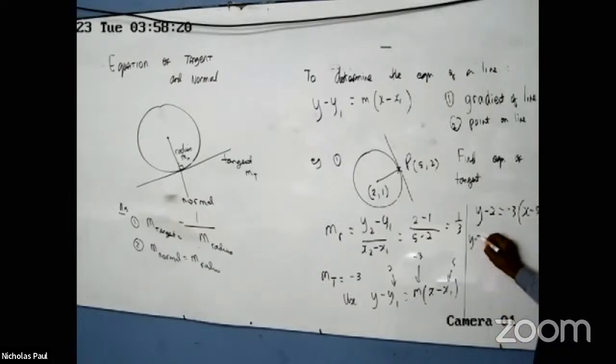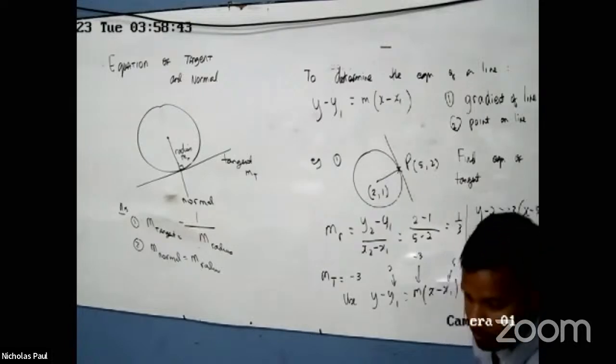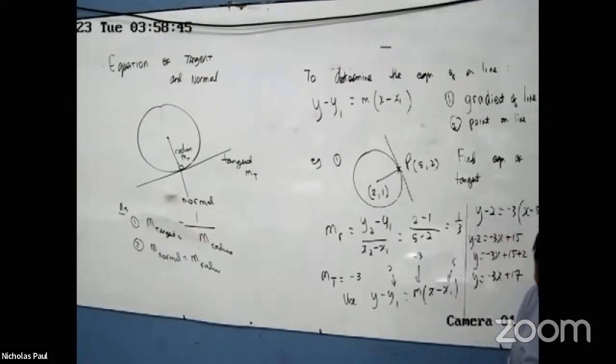So you'll get y minus 2 is minus 3x plus 15. Y is minus 3x plus 15 plus 2. So y is minus 3x plus 17. Are you okay with that? Sure? Copy down. Any questions online?